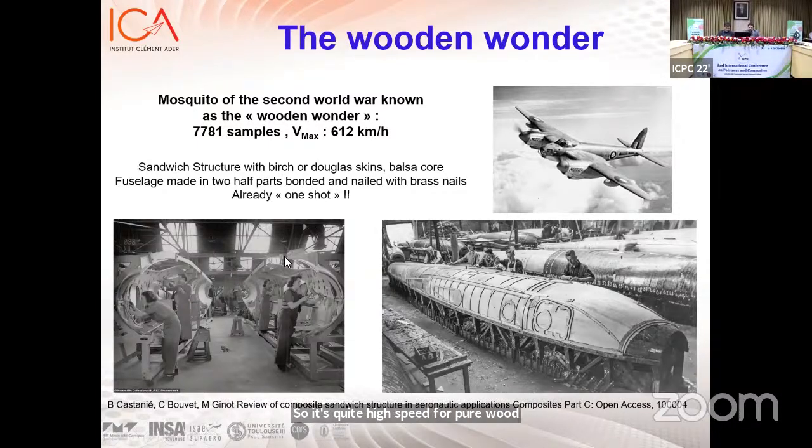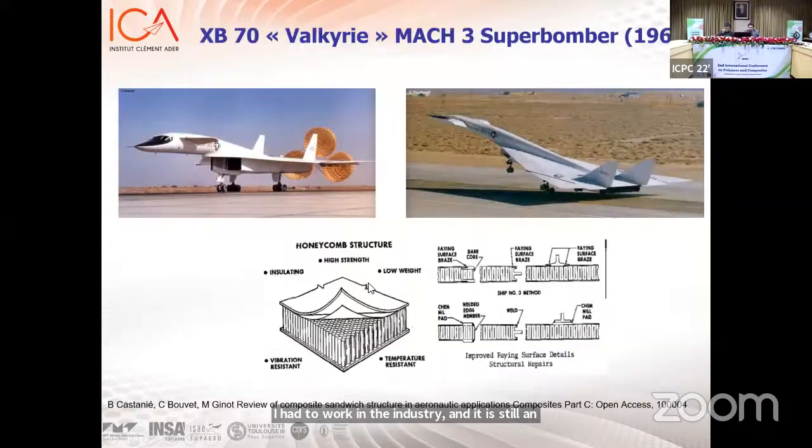You can see the manufacturing process in the picture on the lower part of the slide. It is quite spectacular because it is nearly a one-shot design. You have two half fuselages, simply bonded and nailed with brass nails. You can also see women working on the aircraft, because during the war, the men were fighting and women were hired to work in the industry. And it is still an example for us today.